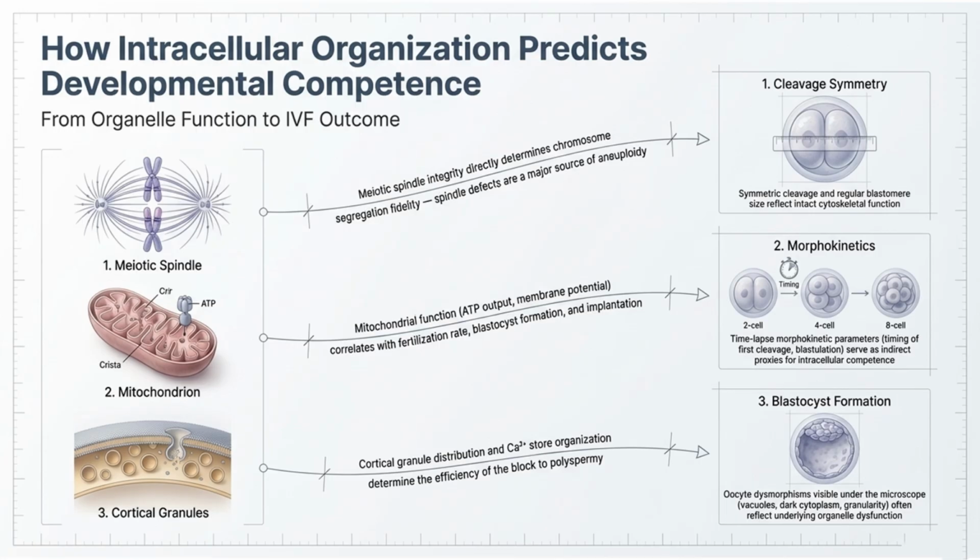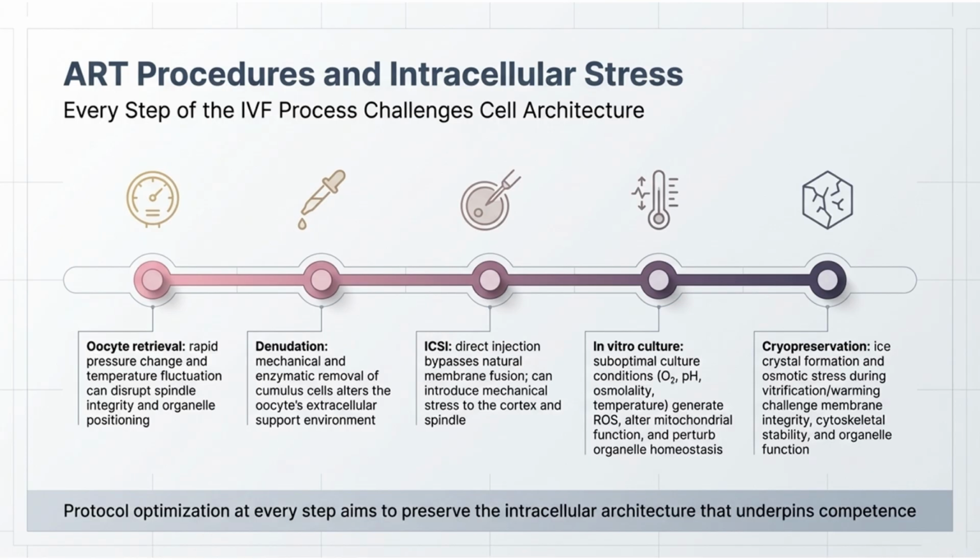Understanding how intracellular architecture can be challenged helps us appreciate why optimizing every step of the assisted reproductive technology process matters so fundamentally. Let's turn to that now. Every single step of the in vitro fertilization process imposes measurable stress on the intracellular architecture we have been discussing. This is not a reason for alarm. It is a reason for rigorous, evidence-based protocol optimization. Let's work through the assisted reproductive technology workflow and identify specifically where each step challenges cell organization.